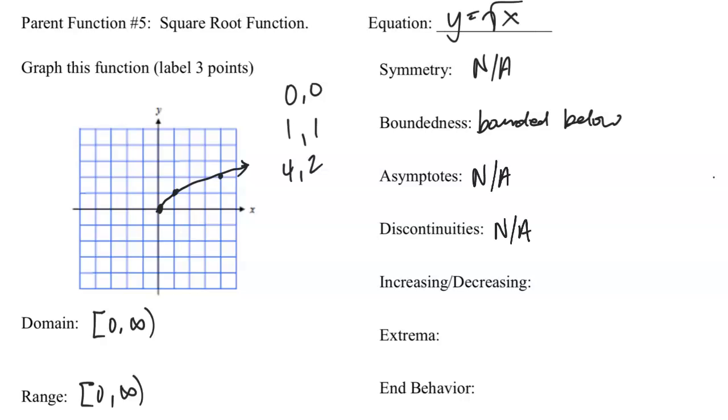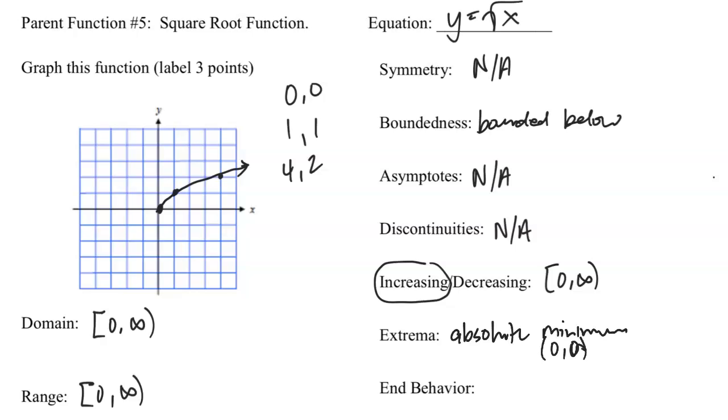Are there any points of discontinuity? No, there are not. This function is always increasing on its entire domain. There are no local mins or maxes on the square root function. Remember, in order for something to be a local min or max, there's got to be a right side and a left side to the point. There is no left side to the point (0, 0), but it is the smallest point on the entire graph. And so what we would say is that it has an absolute minimum, and that absolute minimum occurs at (0, 0).